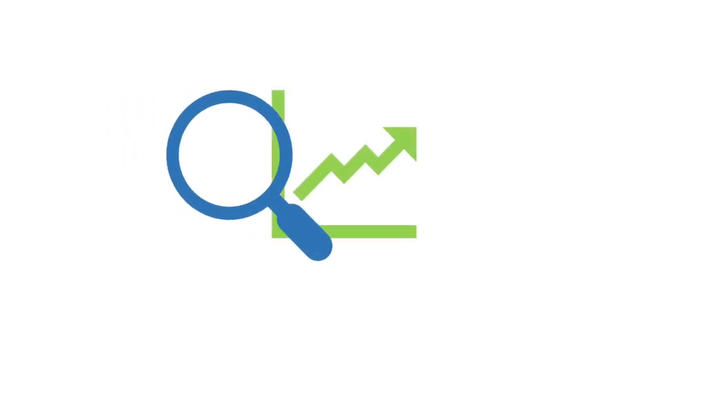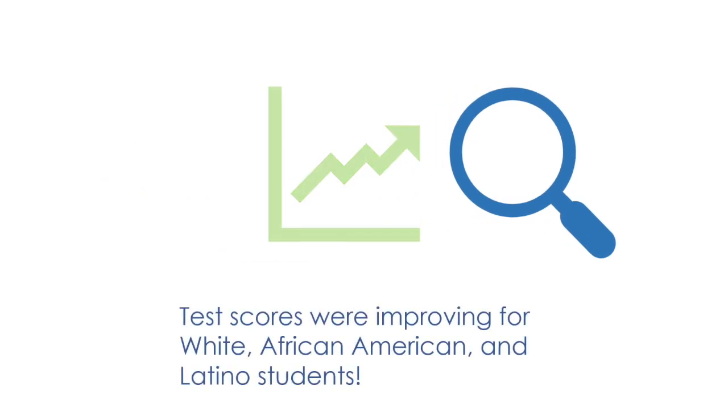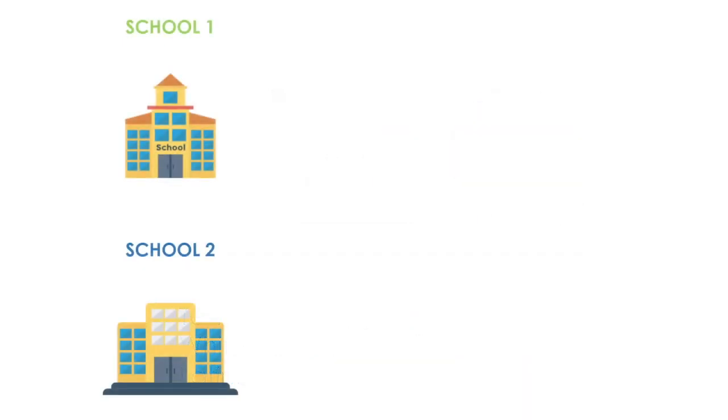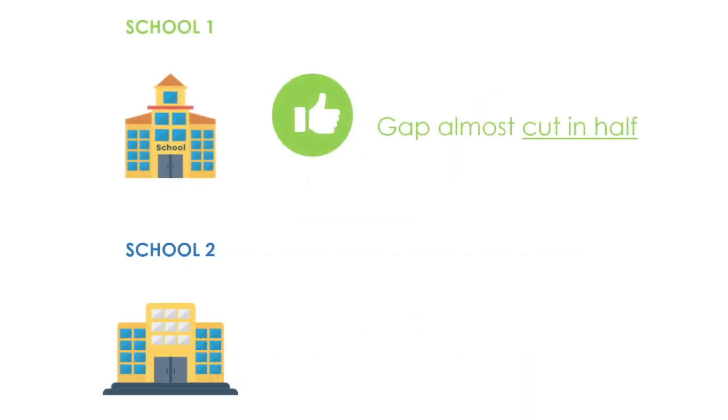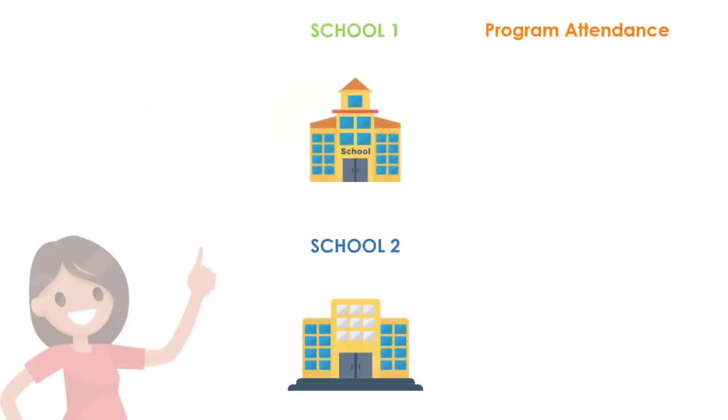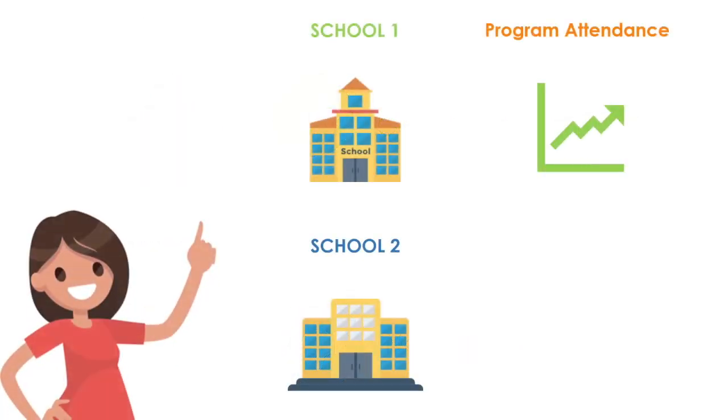When we finally met with the evaluator and our advisory group to discuss the findings, we were excited to see that the test scores were improving for white, African American, and Latino students. Unfortunately, while the gap between African American and Hispanic students and their white peers had almost been cut in half at one school, it hadn't budged at the other school. When we reviewed the findings from the implementation evaluation, we noticed that the African American and Hispanic students had much lower program attendance at the school where the gap hadn't changed.